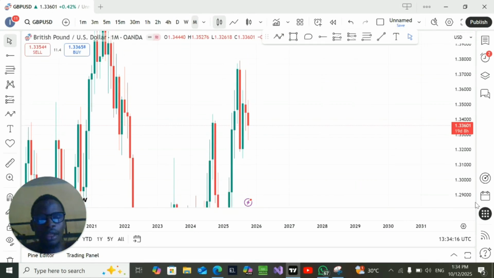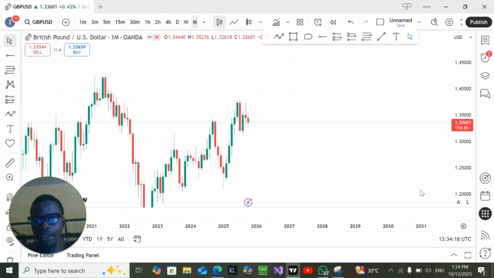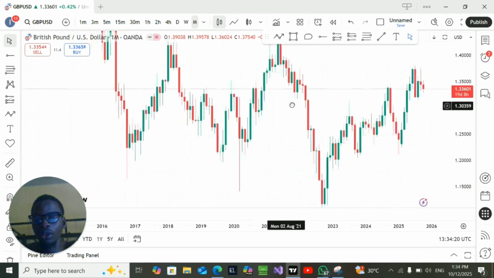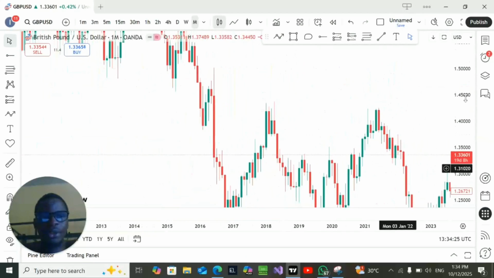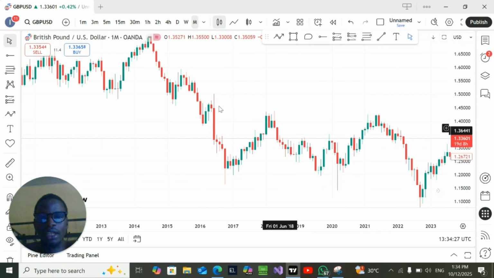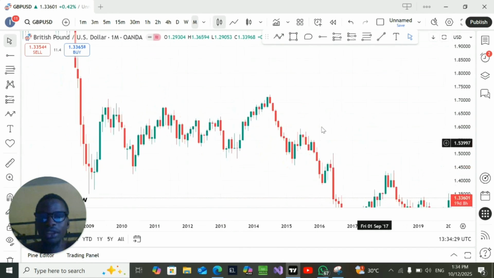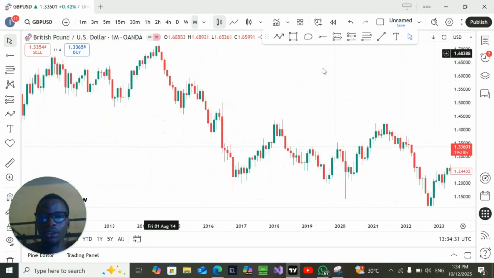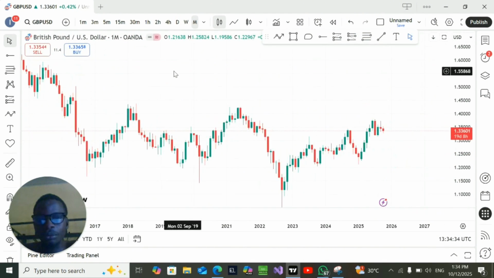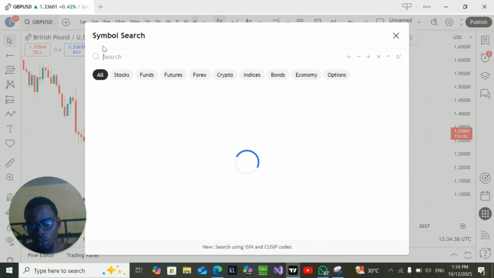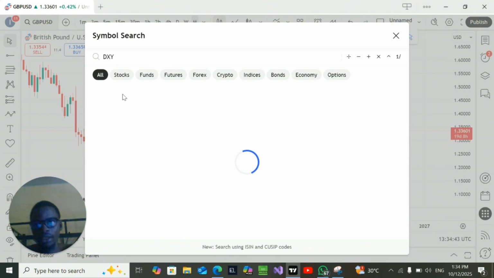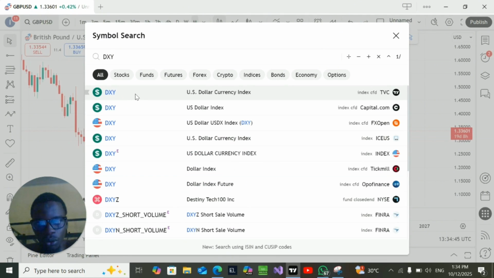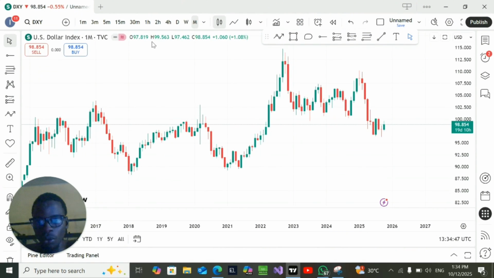Okay, and we are going to analyze the GBPUSD trade. Before we even analyze the GBP, you can see that GBP is very bearish. Now from here, before you analyze GBPUSD, you have to look for what we call the DXY, the dollar index. You have to know where the dollar index is going, you understand?